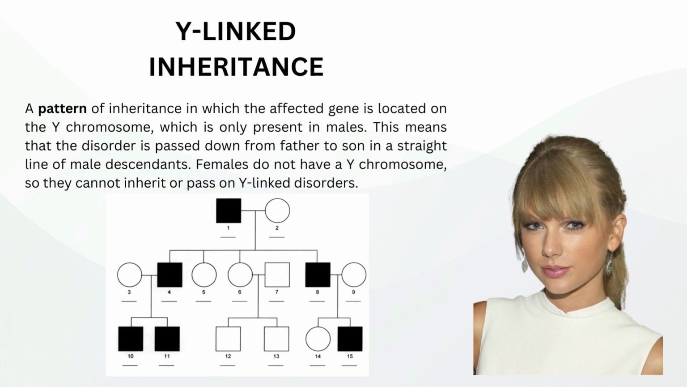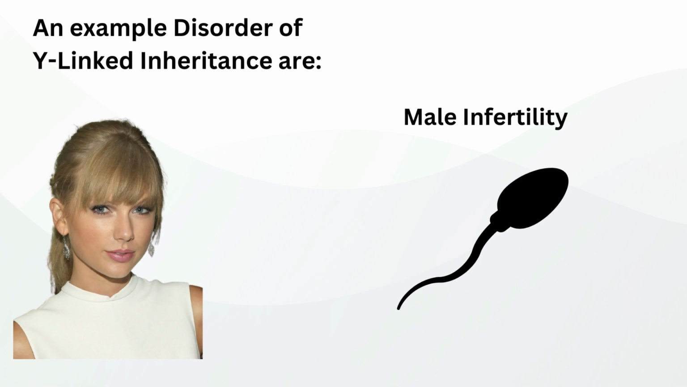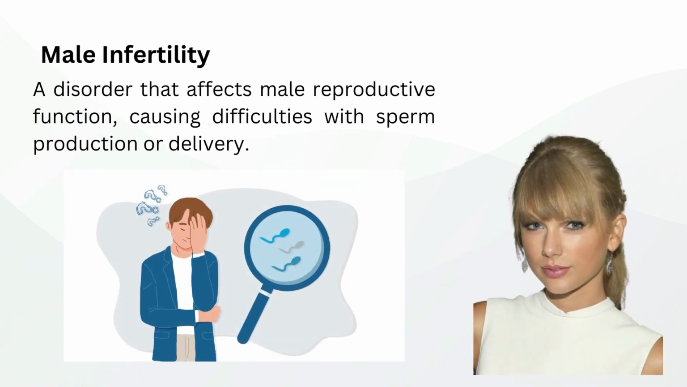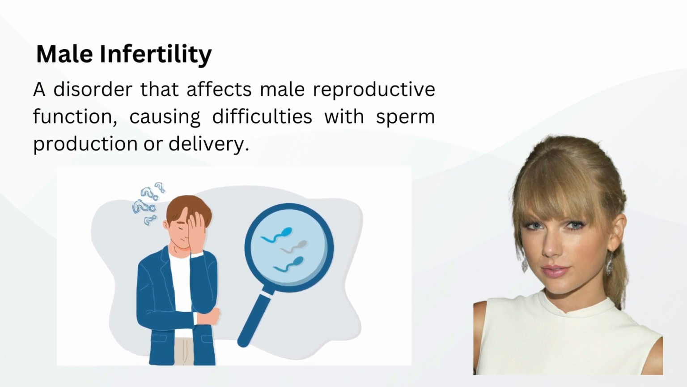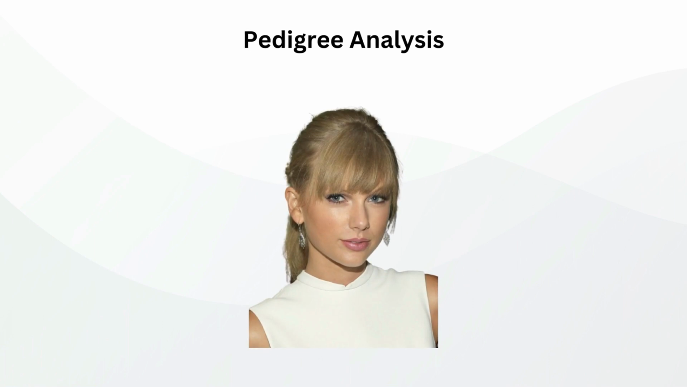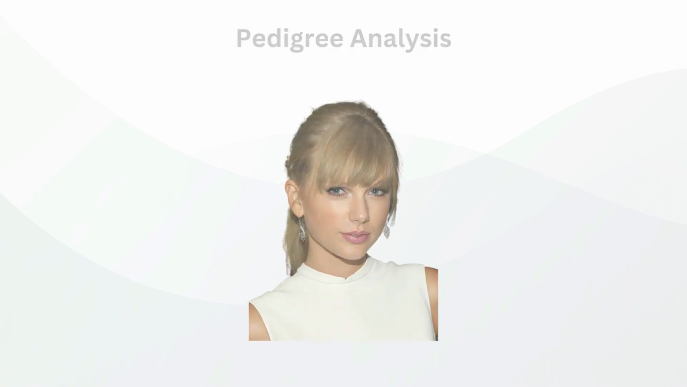And finally, Y-linked inheritance is a pattern of inheritance in which the affected gene is located on the Y chromosome, which is only present in males. This means that the disorder is passed down from father to son in a straight line of male descendants. Females do not have a Y chromosome, so they cannot inherit or pass on Y-linked disorders. An example of a disease is male infertility, a disorder that affects male reproductive function, causing difficulties with sperm production or delivery.